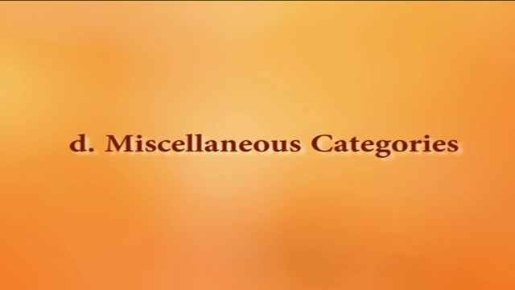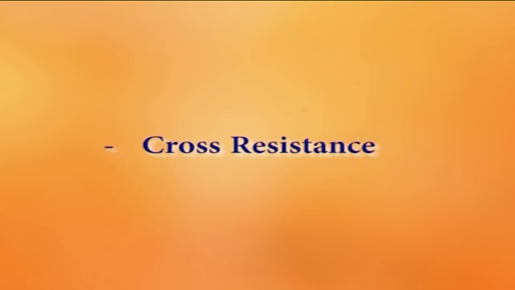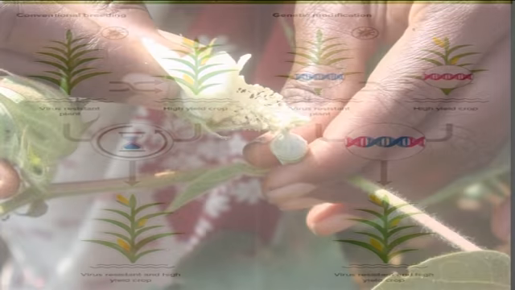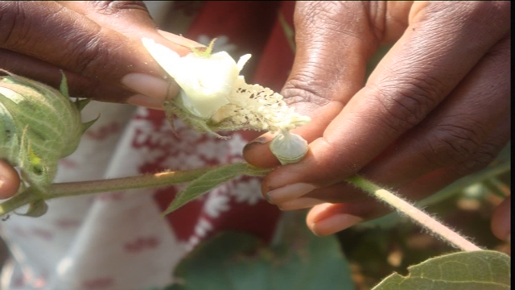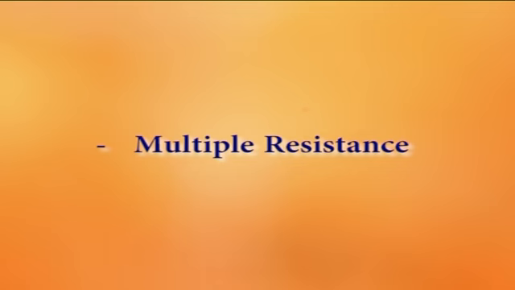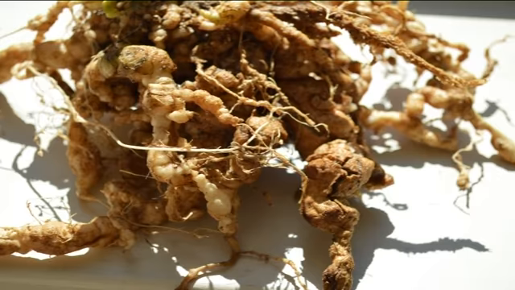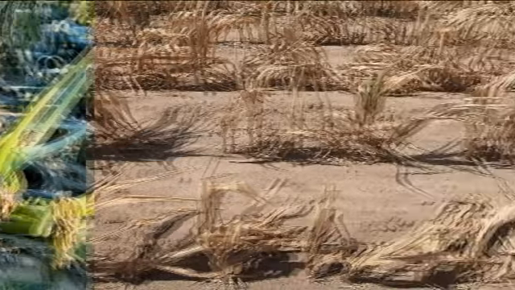Next is miscellaneous categories. Cross resistance: a variety with resistance incorporated against a primary pest confers resistance to another insect. Next is multiple resistance: resistance incorporated in a variety against different environmental stresses like insects, diseases, nematodes, heat, drought, cold, etc.